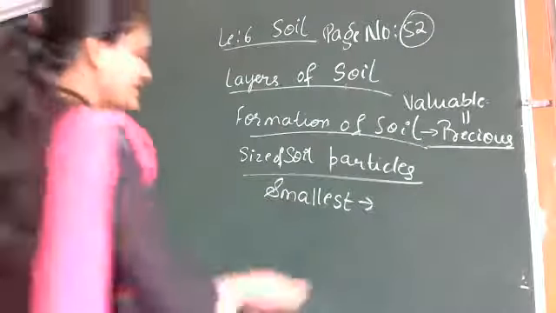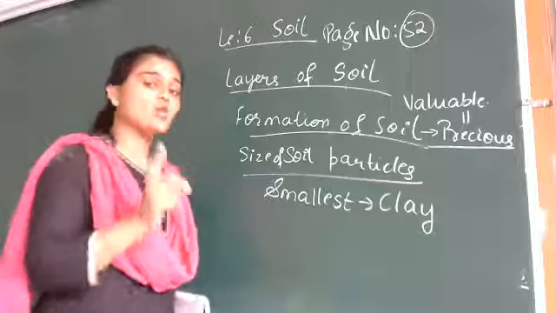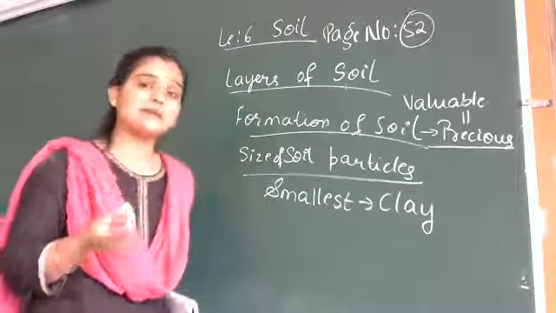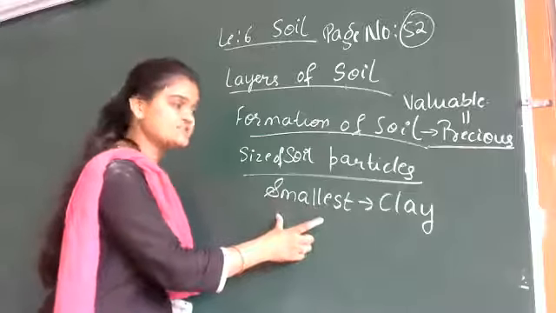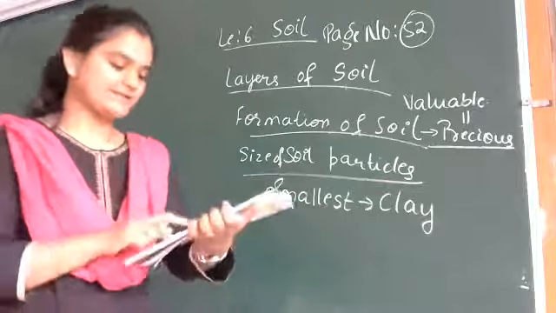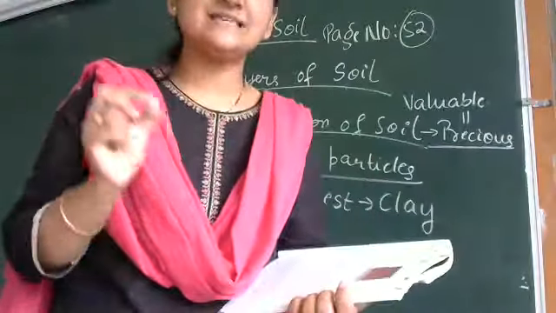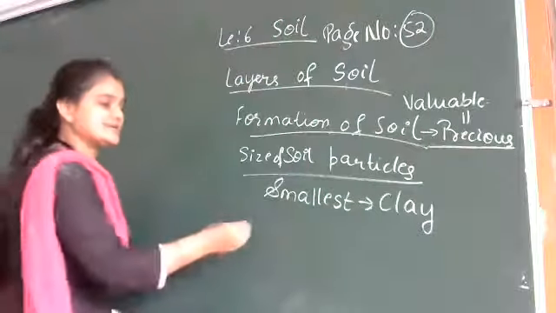The fourth line you will have to underline: the smallest particles are that of clay. Did you underline? I will be asking you what the different sizes of particles are made up of. In soil, we have the smallest particles, which are made up of clay. The second point, medium size particles. Medium size particles are that of silt.